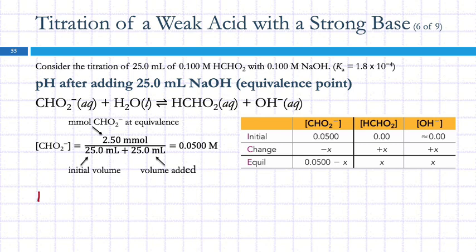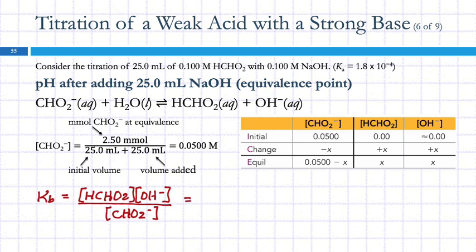So this is a base. Kb is equal to HCHO2 times hydroxide divided by CHO2 minus. So that's equal to x squared over 0.05 minus x.